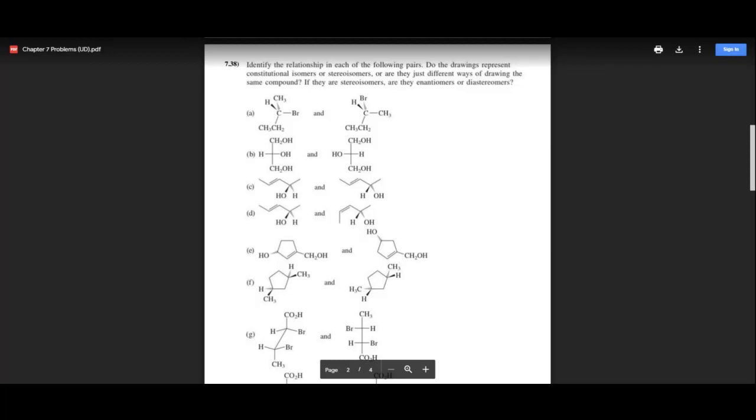they are enantiomers. They're non-superimposable mirror images. They are enantiomers if they have opposite configurations, and there's no symmetry in this molecule. You can't cut it down the middle and have one half look the same as the other, right? Yes.